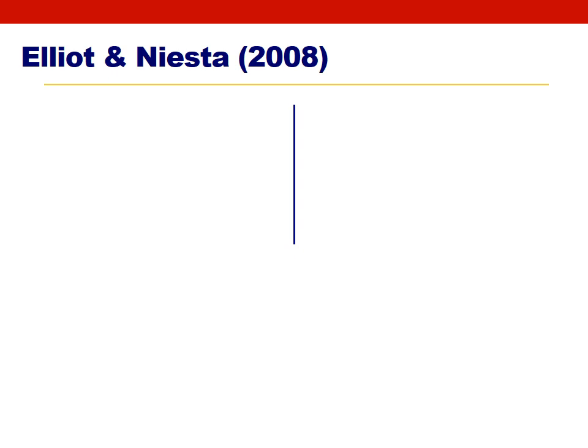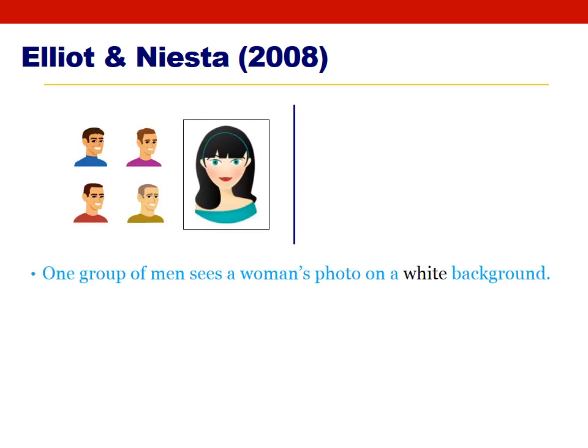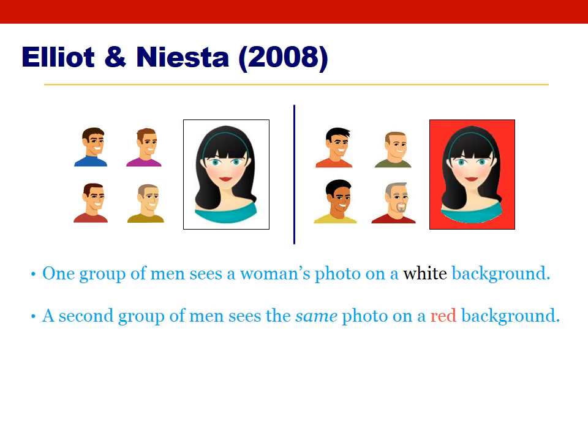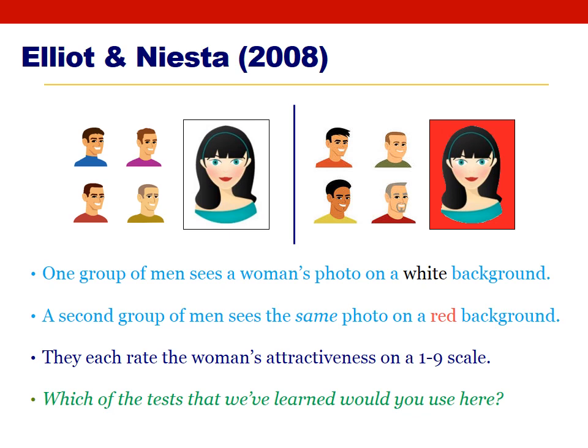So in their first study, they recruited a sample of only men. They brought men into the laboratory, and they showed them a picture of a woman, and they asked them to evaluate how physically attractive they found that woman. The catch was, some of those men saw a picture of the woman on an all-white background. A second group of men saw the same picture of the same woman, but on an all-red background. Then they rated the attractiveness of the woman on a scale from 1 to 9.